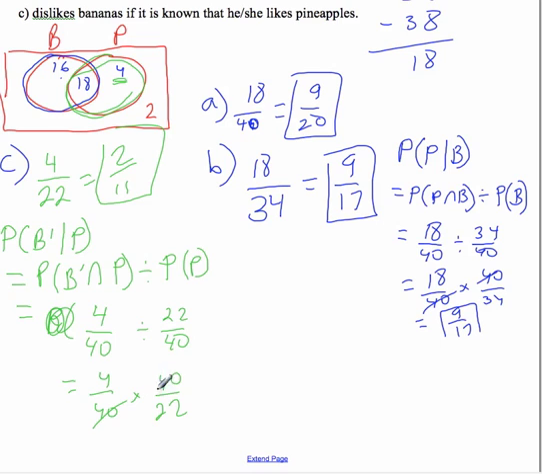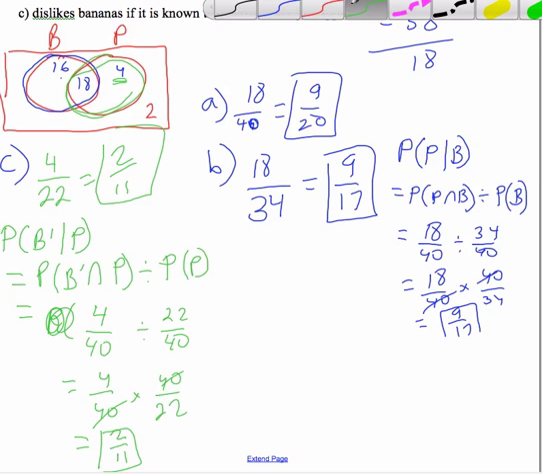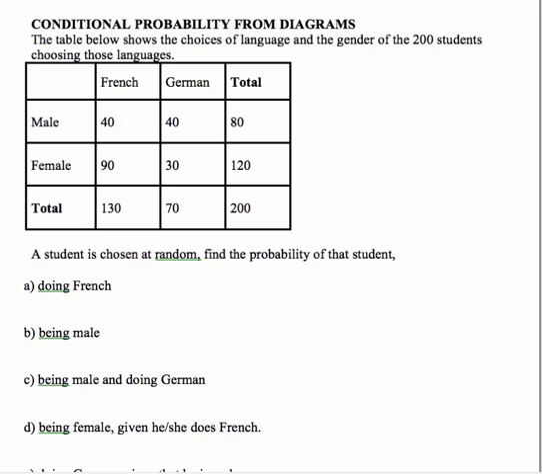We get this, and it's the same thing we got before. Okay, so the probability is 2/11. Now, given those two methods, I like the Venn diagram method a lot better, so I might use that here in the future. The table below shows the choices for language and gender of the 200 students choosing languages.